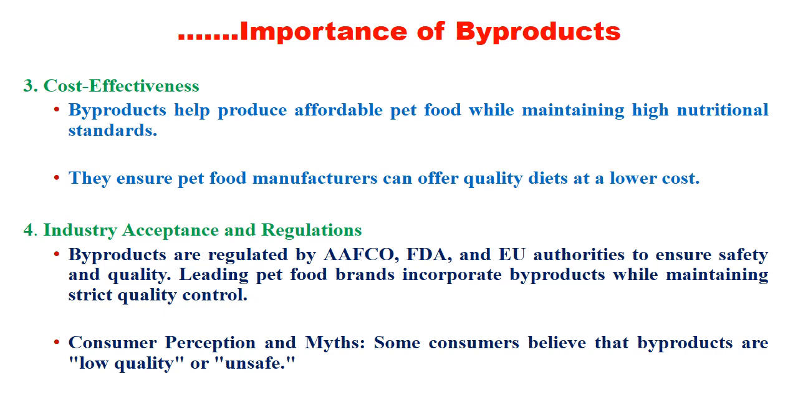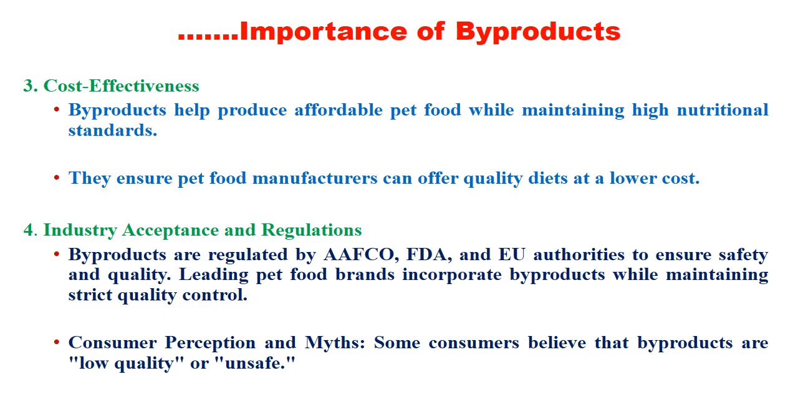The fourth is industry acceptance and regulations. So in the first lecture I have mentioned there are authorities to regulate the quality like AAFCO, FDA, EU. So all these authorities ensure the quality. So when the byproducts are used, the quality is ensured through these regulations, and leading pet food brands incorporate byproducts while maintaining all these strict quality regulations.